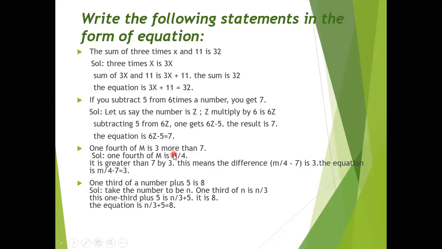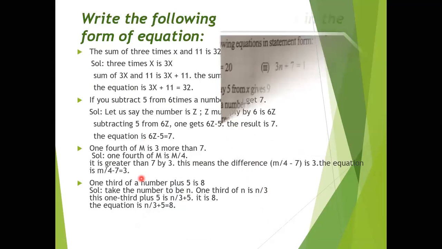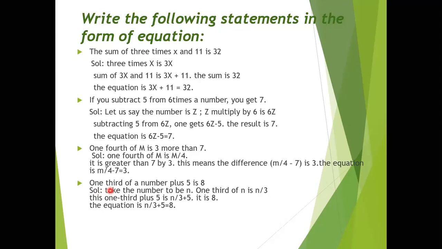So finally the equation will form as m by 4 minus 7 equals 3. Then one more example: 1/3 of a number plus 5 is 8. 1/3 means you know how to write 1 by 3. For the number, I will take the variable as n. Take the number to be n. 1/3 of n is n by 3. So 1/3 plus 5 means n by 3 plus 5 equals 8. Finally the equation will form as n by 3 plus 5 equals 8. In this way, for the statements we write equations.